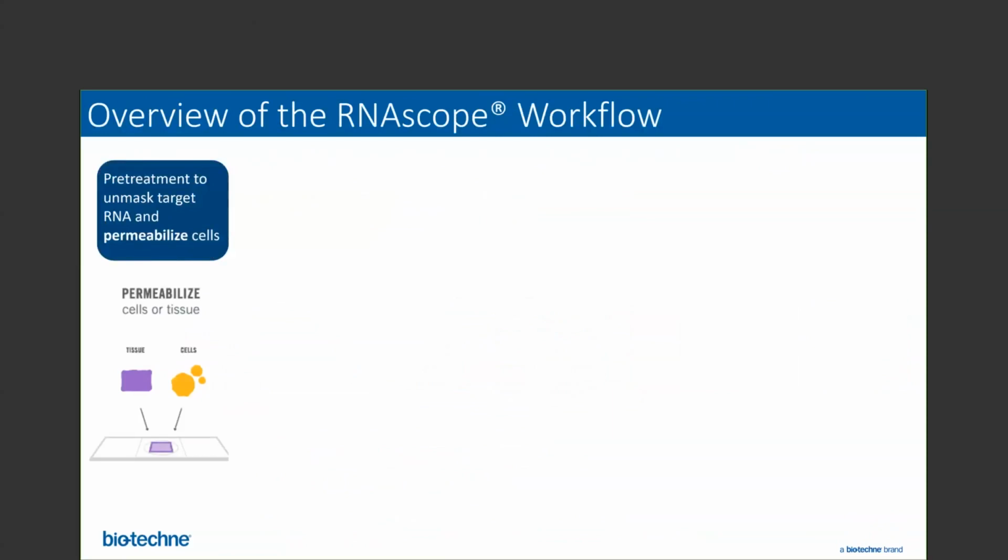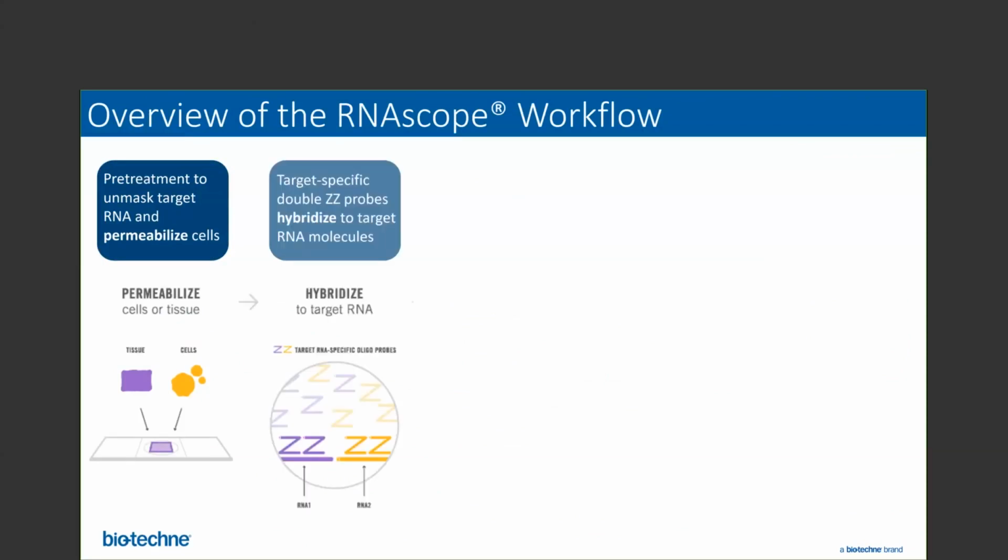Here's a brief overview of the RNAscope workflow. As I mentioned, we will go through each step in more detail later. RNAscope assay is a slide-based assay, and it is intended for use on sample types similar to that used with IHC or IF. The assay starts with permeabilizing the sample with reagents provided in the pretreatment kit. The pretreatment allows for unmasking of the target RNAs, thus allowing the target probe to penetrate into the cell and hybridize to the target RNA sequence.